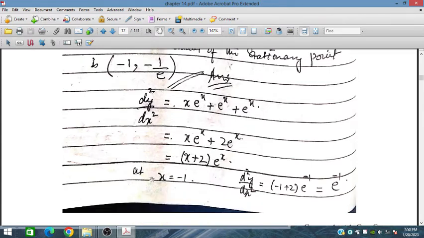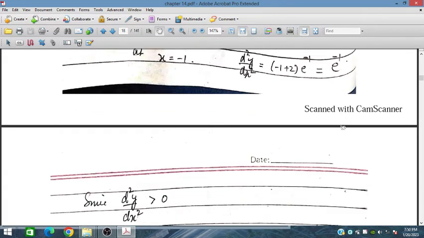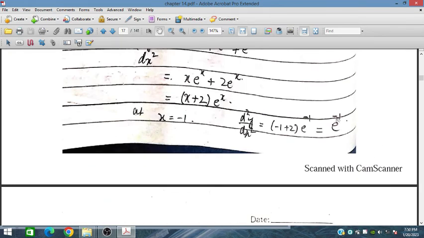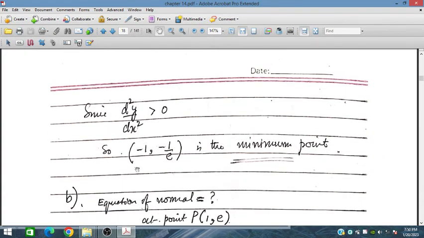From this we have this value. So at x is equal to minus 1, we place it here. On placing, we have this d2y by dx2 is e power minus 1. So this d2y by dx2 is greater than 0, that is 1 over e. Minus 1, e power minus 1 is 1 over e, that is a positive one. So that is greater than 0. So this is a minimum point. So if it goes up, the previous differential is a positive term. So that's why if this is greater than 0, then the stationary point is a minimum point.